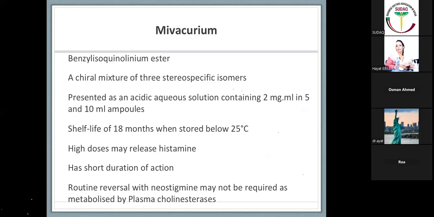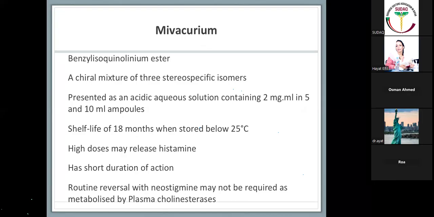and it is again a chiral mixture of 3 stereospecific isomers presented as an acidic aqueous solution. It contains 2 mg per ml in 5 and 10 ml ampules. The shelf life is 18 months when stored at 25 degrees Celsius. So again, storing it at higher temperature might affect it.